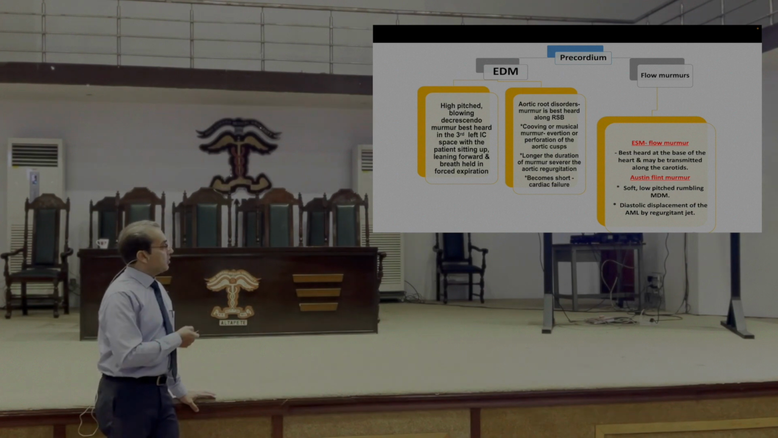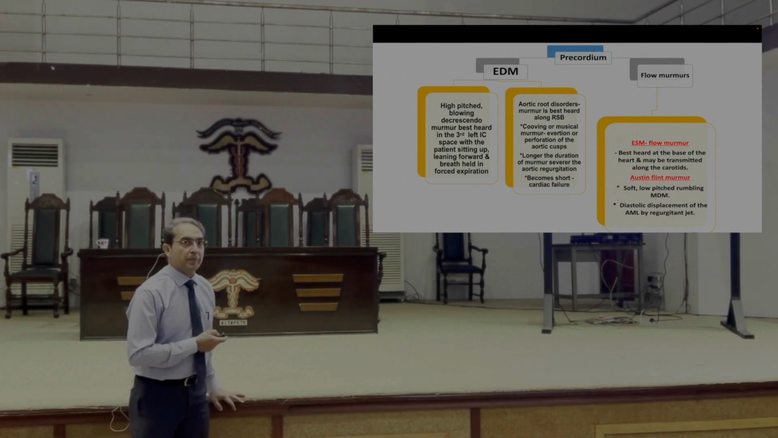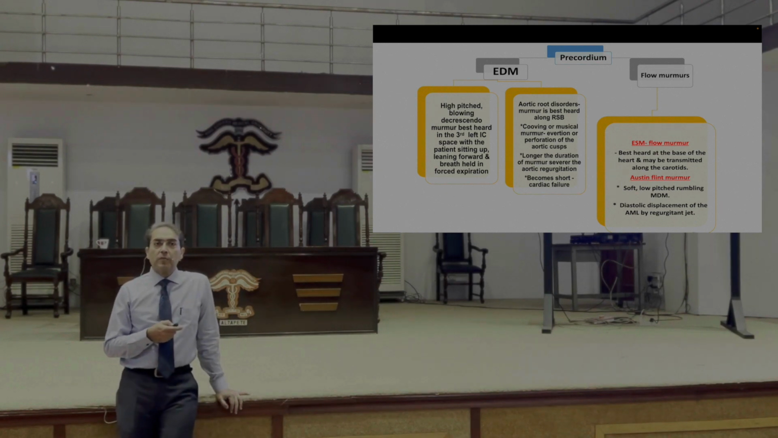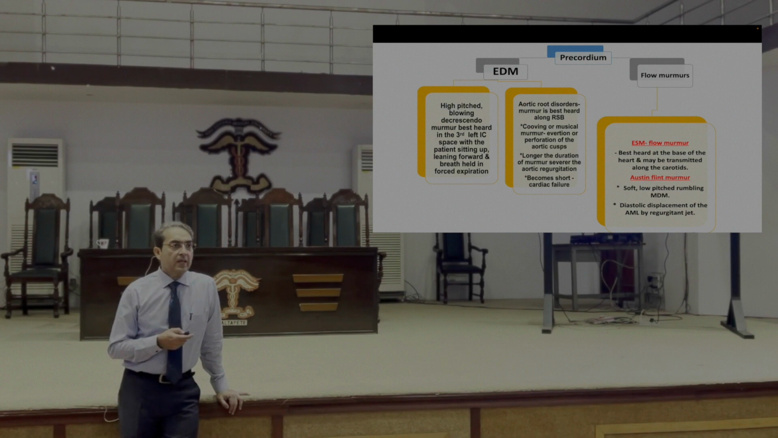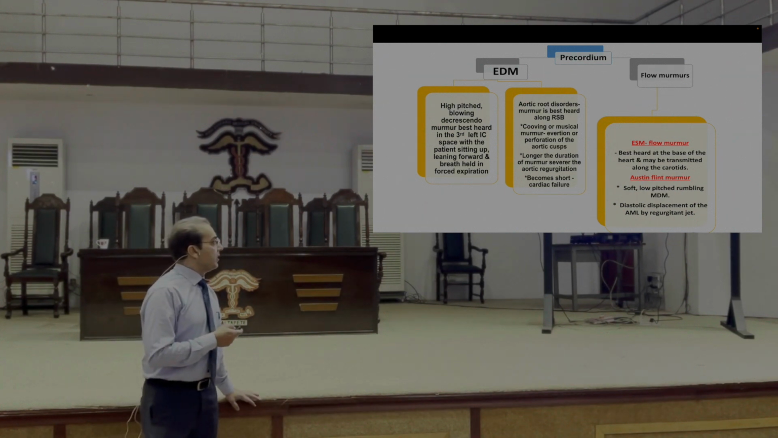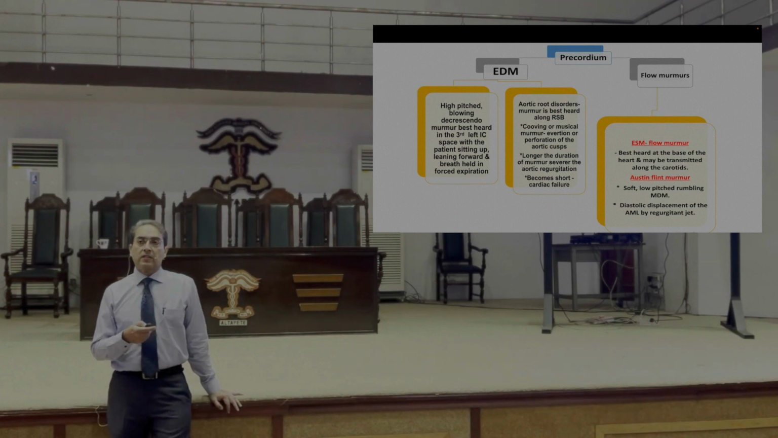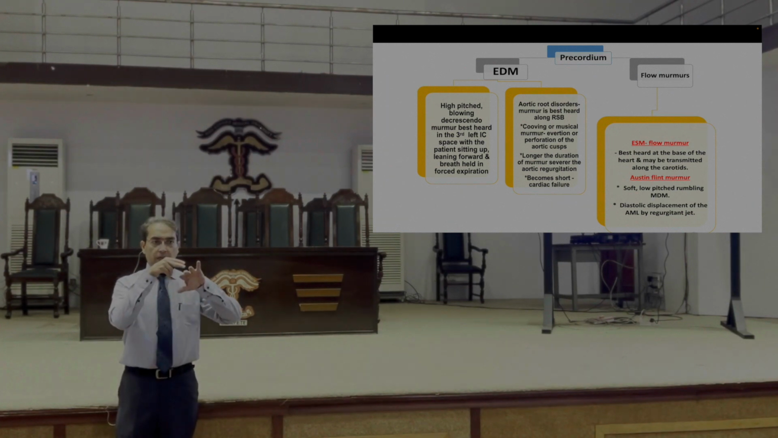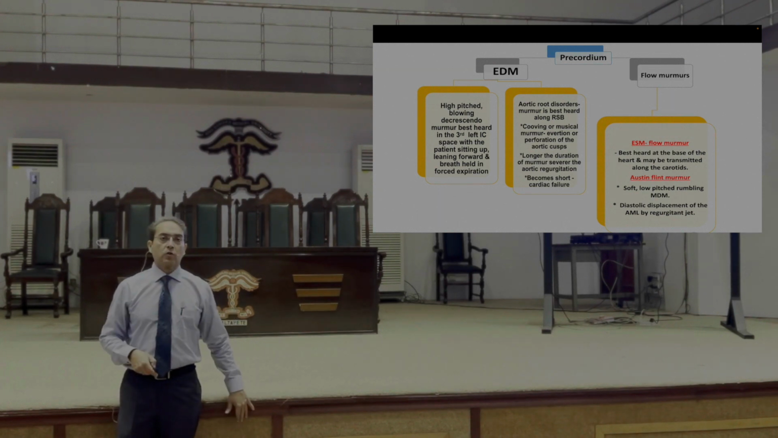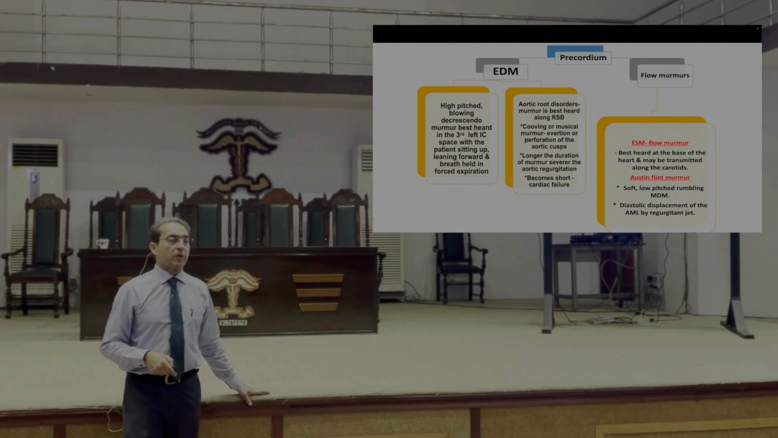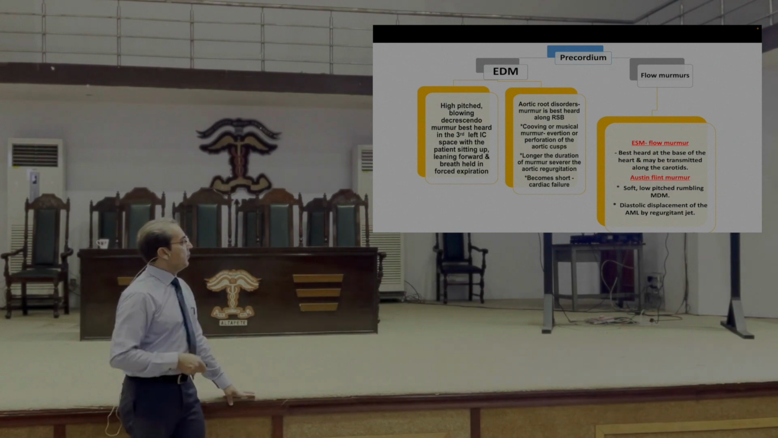And then you get the Austin Flint murmur. It's a soft, low pitch, rumbling, mid diastolic murmur, which is similar to the murmur of mitral stenosis. This is because the regurgitant jet strikes and displaces the anterior mitral leaflet and causes functional mitral stenosis. So again, this is a functional murmur which may be seen in aortic regurgitation.